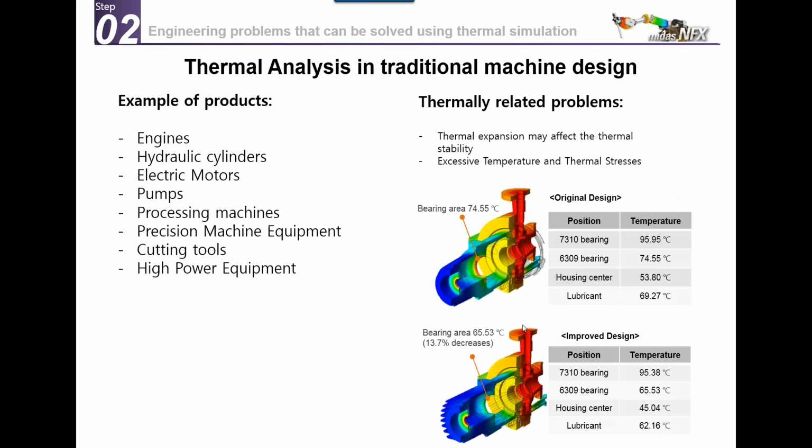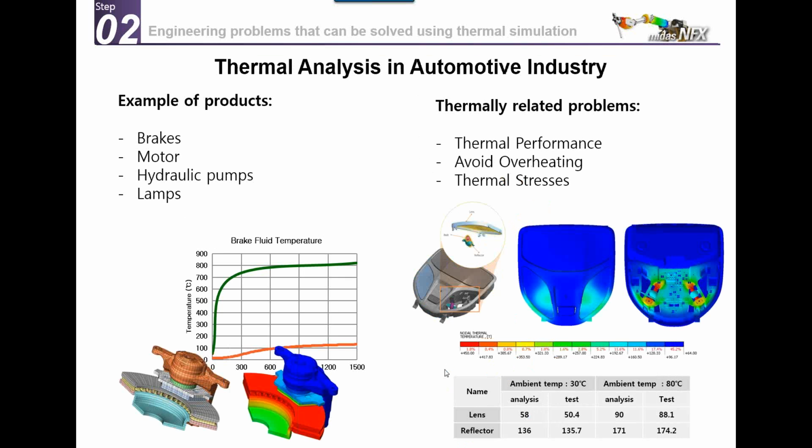Thermal analysis is also used a lot in machine design. So for example, engines, hydraulic cylinders, electric motors or pumps, and processing equipment. You have an example of a pump here. What is affecting the pump is that some thermal effect may cause excessive stresses and deformation inside the system. So in this case, inside the bearing. And you see that the redimensioning and designing with simulation helps to reduce the temperature by almost 15%.